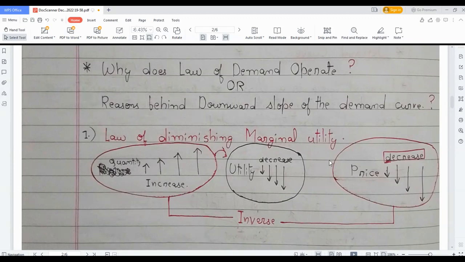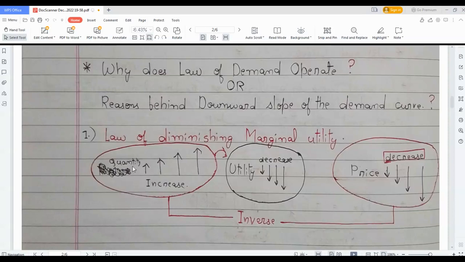The first reason is law of diminishing marginal utility. As we know, as the consumer increases the consumption of a commodity, the utility or the want satisfying power of a commodity gradually decreases. Like a person drinking one glass of Pepsi, the satisfaction that he will get if he drinks 20 glasses of Pepsi, he will not get that level of satisfaction which he got while drinking the first glass. Which means that the utility of a commodity decreases as the quantity consumed of that commodity increases.